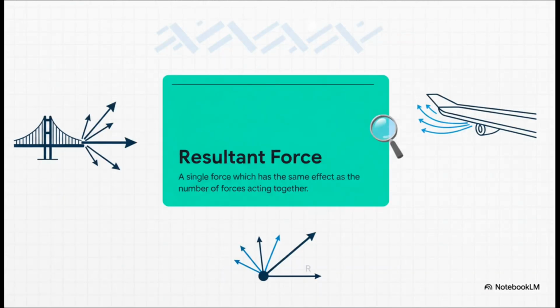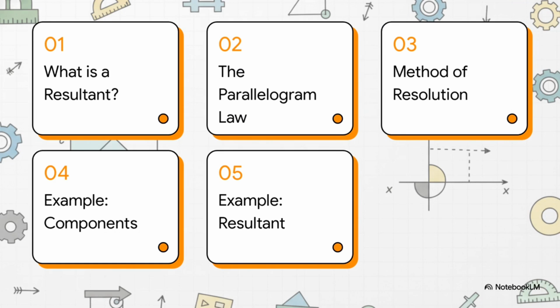So, this single equivalent force has a special name, the resultant. And finding it isn't just some academic exercise. It is absolutely essential for everything from making sure a bridge can handle wind and traffic to calculating the lift on an airplane's wing. We're going to break this all down in 5 parts.